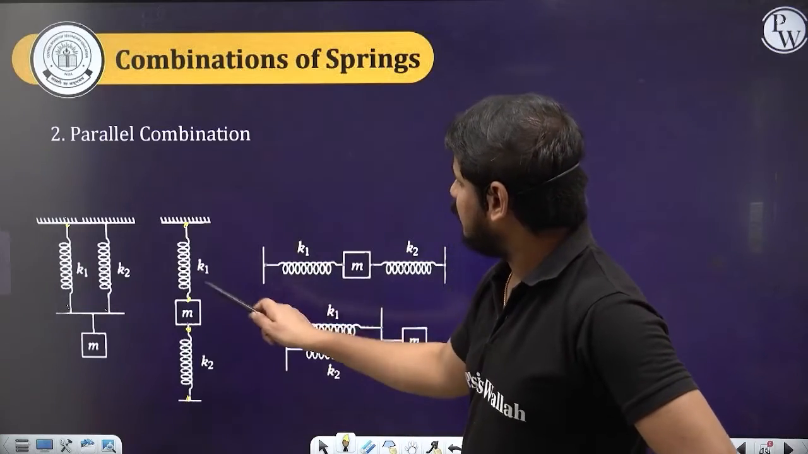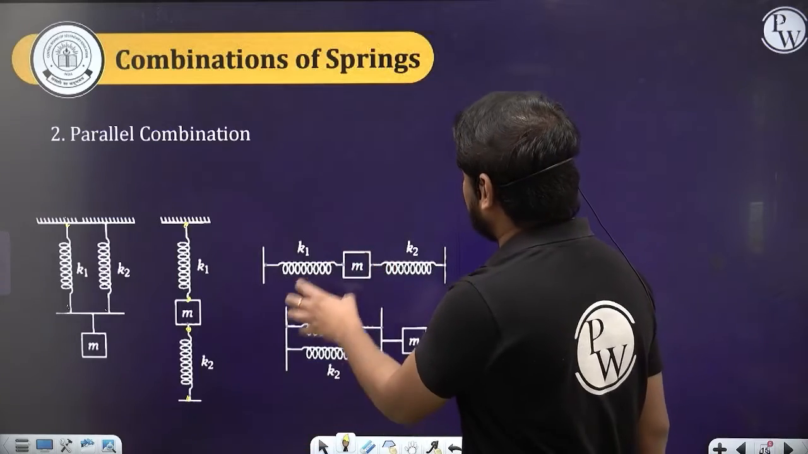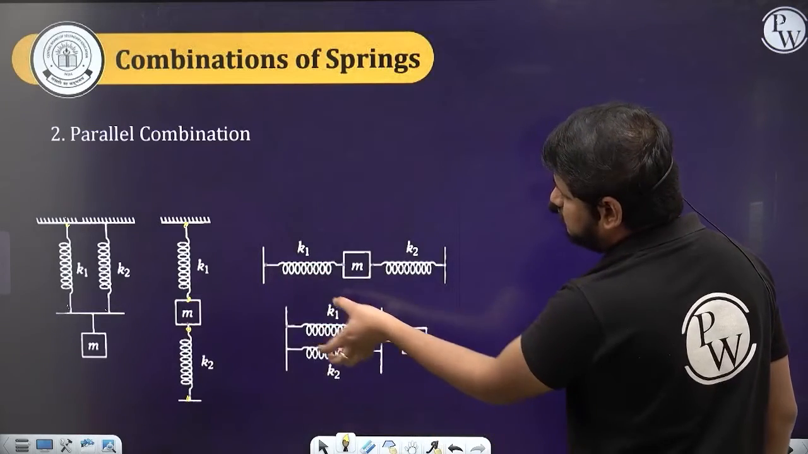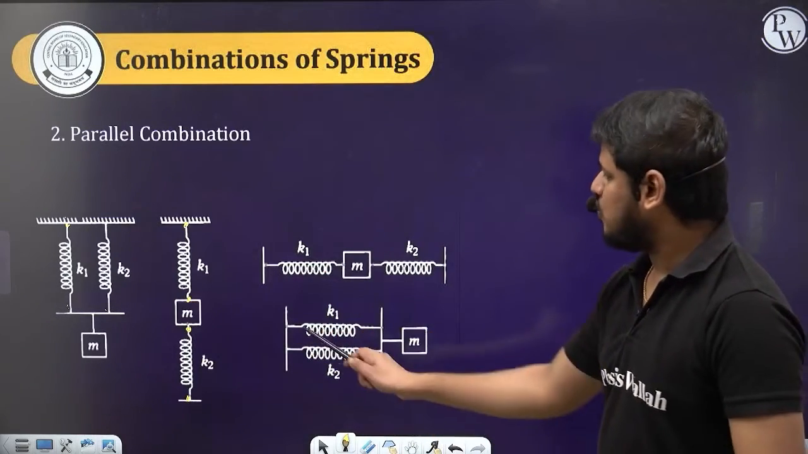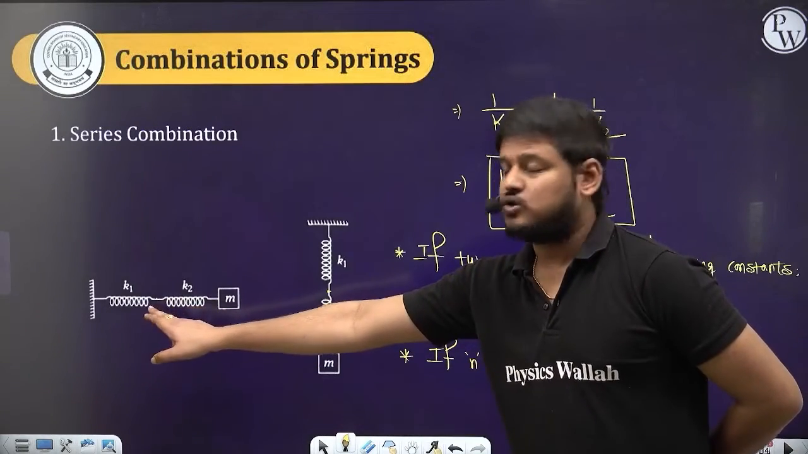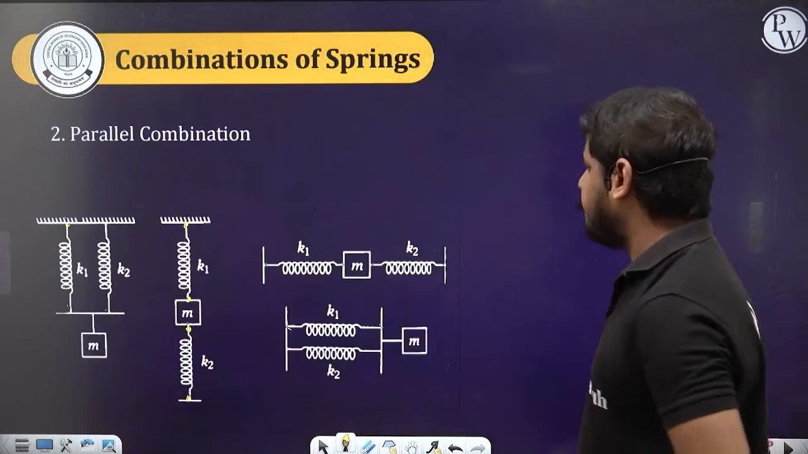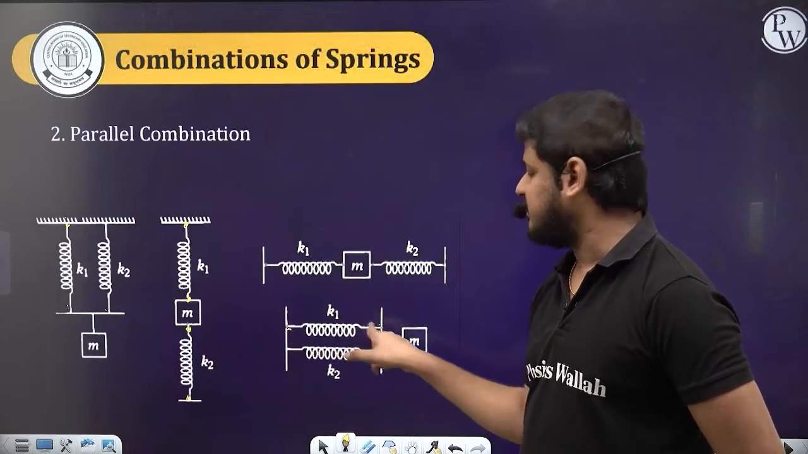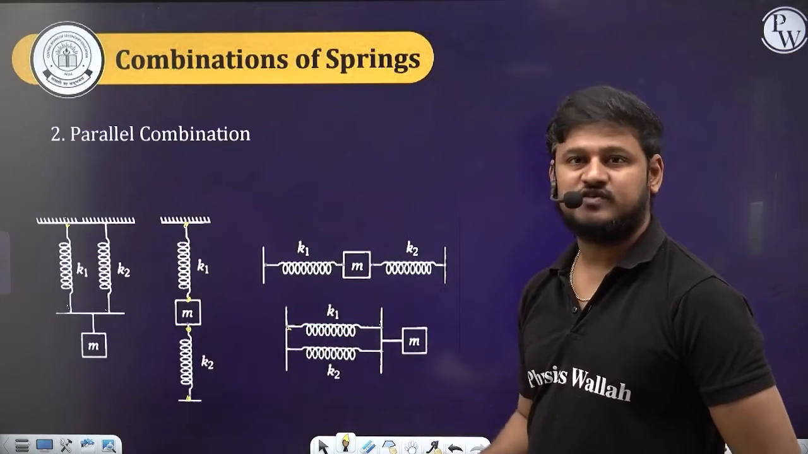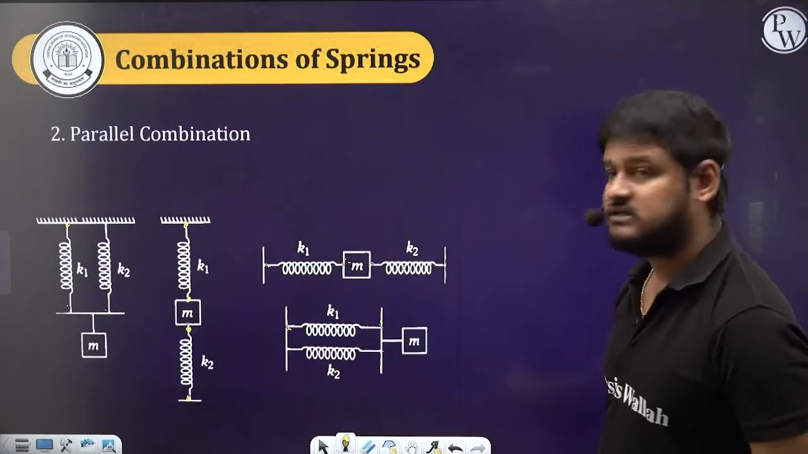So these are the different ways you can identify the parallel combination. The mass comes in between like this. For the mass, the two springs will be attached this way, one end another end, one end another end. In the series combination, the two ends of the two springs are connected at one point, right? But here there is no connection between the two ends of two different springs. This one is between two fixed ends, this one between two fixed ends. So these are the parallel combination.